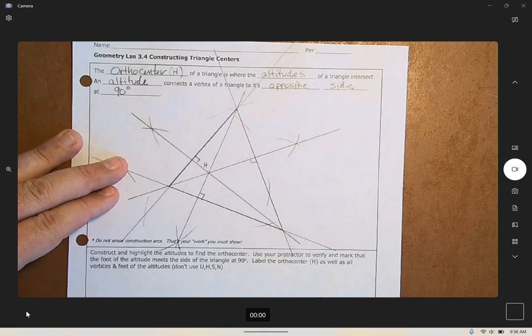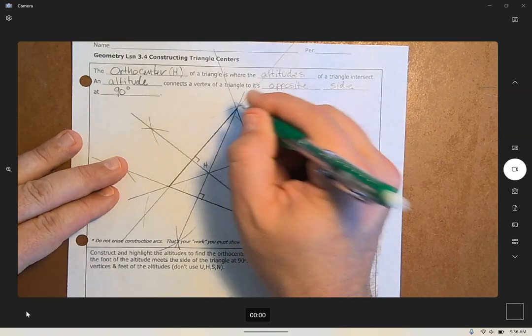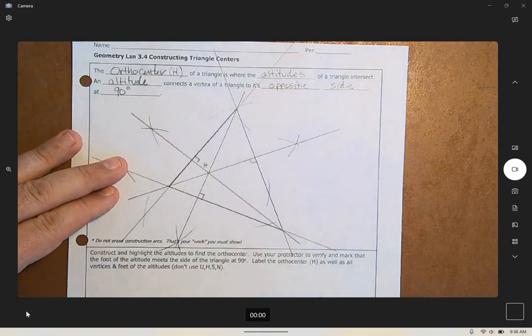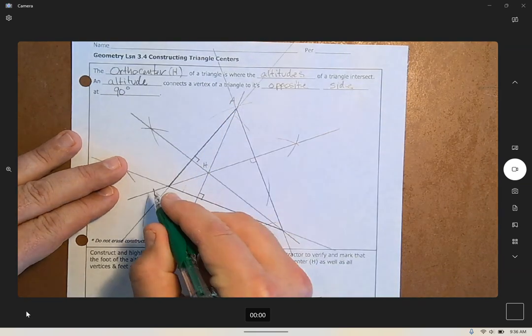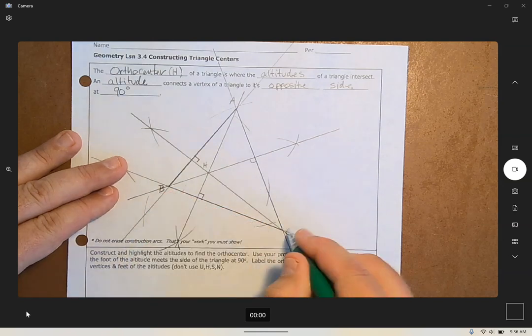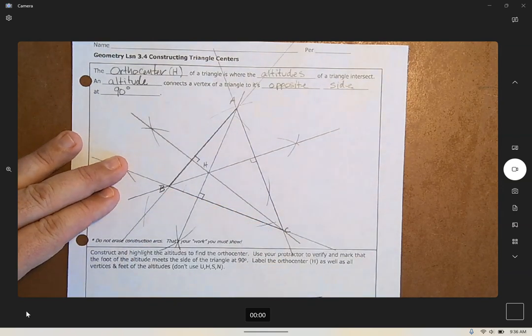All right? Now, let's label the vertices of our triangle. So we can use anything other than U, H, S, or N. Those are our off-limits letters, right? We've already seen the U, the S. Now we have the H. All right? So I'm just going to do something like A, B, C. Simple like that.